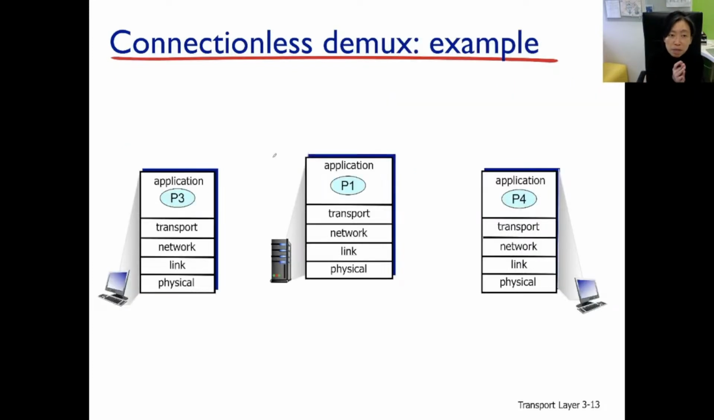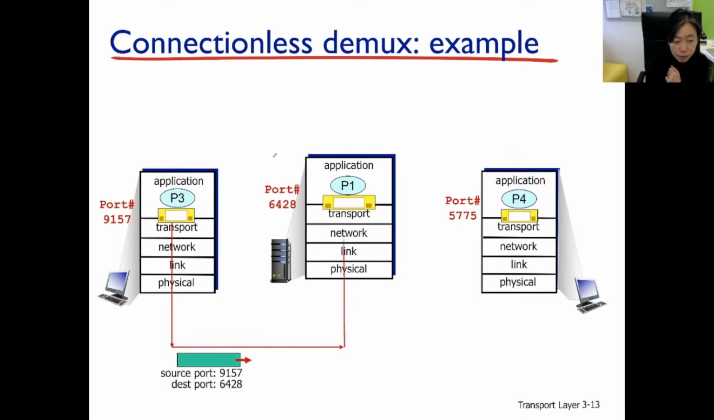So here's an example of connectionless DMUX. Port 9157 is where P3 is sitting, so that's one of the clients. Port 5775 is where process P4 is sitting, so that's another client. The server in the middle opens up port number 642A, and P1 there is the server process. It's waiting for requests to come in. So we see here a service request message being generated from P3 and intended for P1. You will see the source port number being 9157 and the destination port number being the server's port number, 642A.